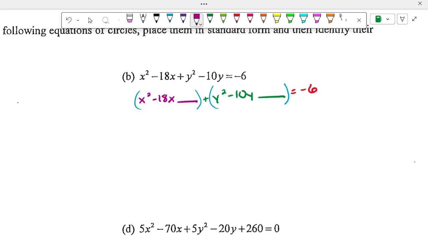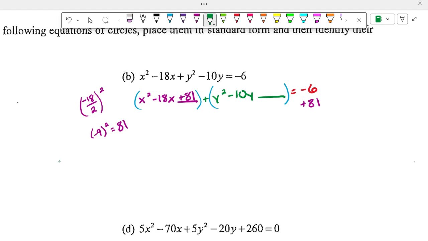So for my x's, in order to complete my square, what do I do? Right, do negative 18 divided by 2 and then square it. So what's negative 18 divided by 2? Negative 18 divided by 2 is not 81. It's negative 9. Square it, then it's 81. So I'm going to add 81 here. Which means what do I have to do to the other side? Add 81.